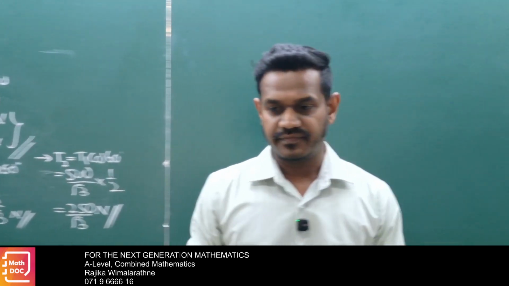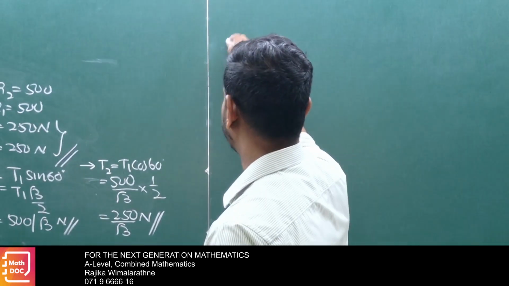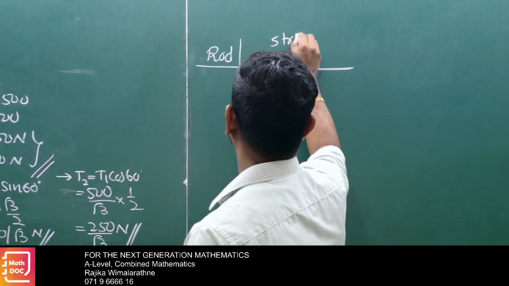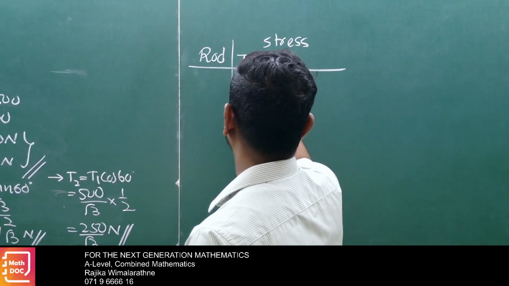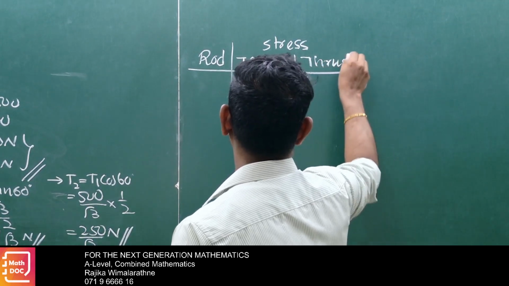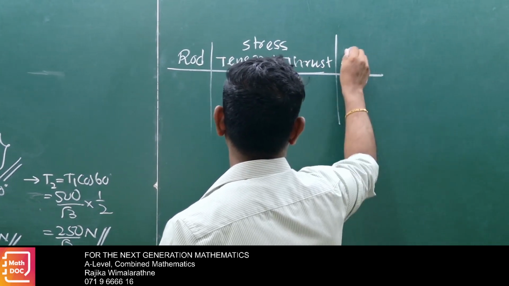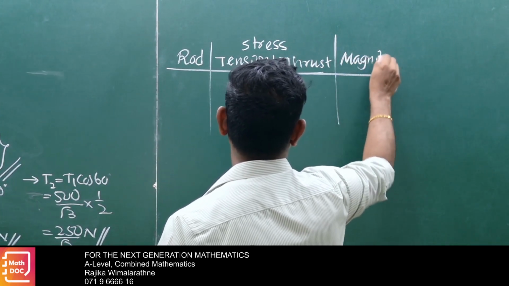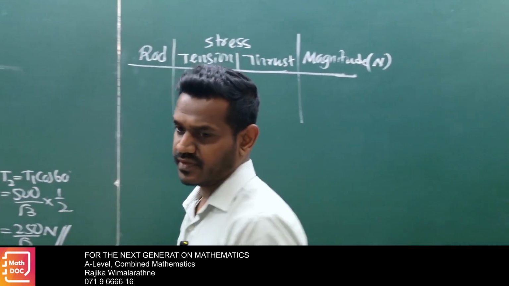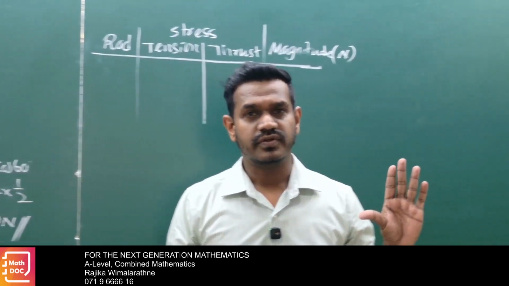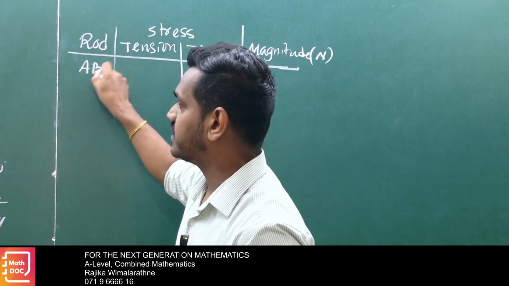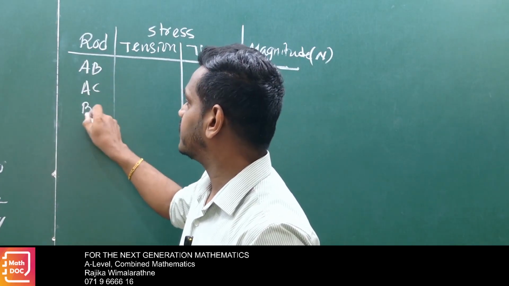Okay, then finally we get a table: rod, stress, tension, thrust, or magnitude. Now, rod by rod, we write them. We have AB rod, AC rod, BC rod.